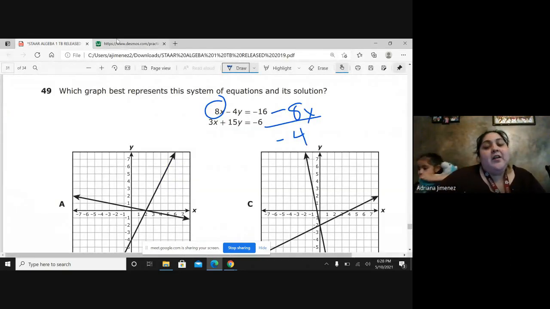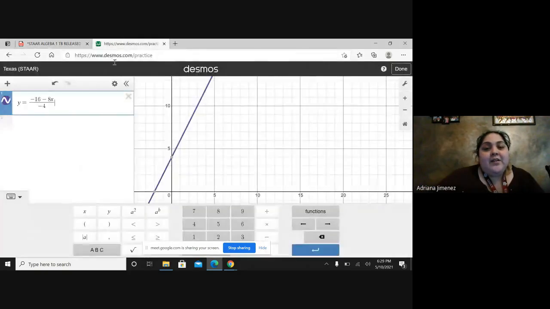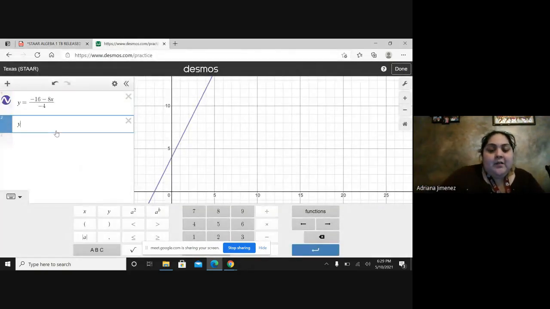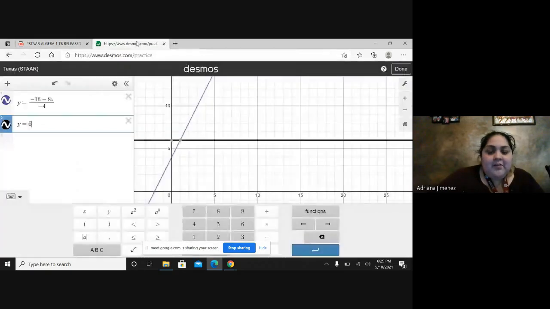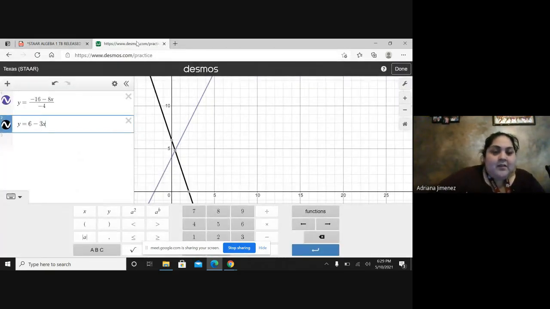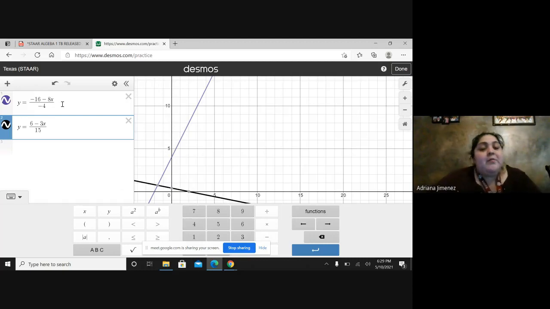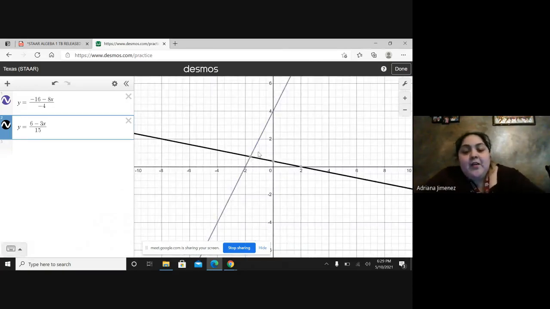All right, and we got that. Okay, now we do the next one. 6 minus 3x, and we're dividing by the number in front of the y, which is 15. I hit the home button so I can see it better. So we're looking for these two to cross right here on this side.